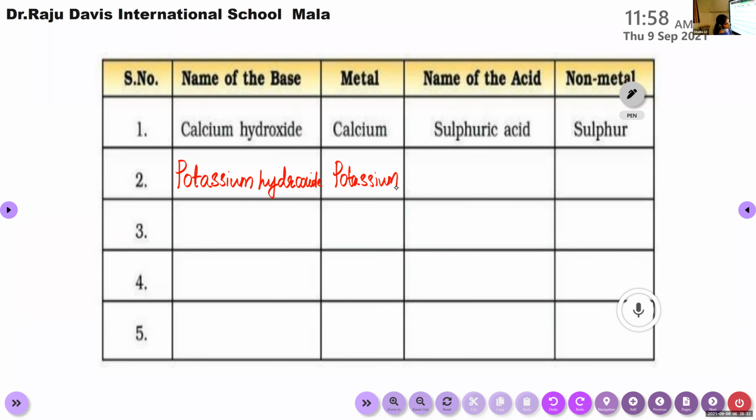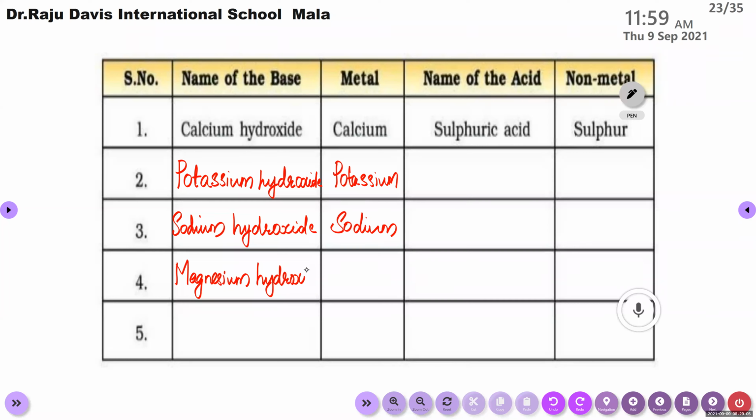Then I will ask you, Prajida. Next one, that is sodium hydroxide. Sodium hydroxide. Which one? Yeah, it's sodium. So sodium is the metal present in sodium hydroxide. Then Bauja. Next one is magnesium hydroxide. Okay. Magnesium hydroxide.